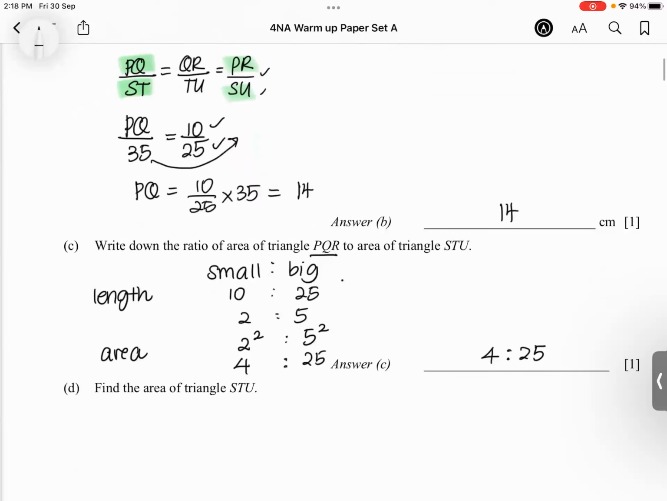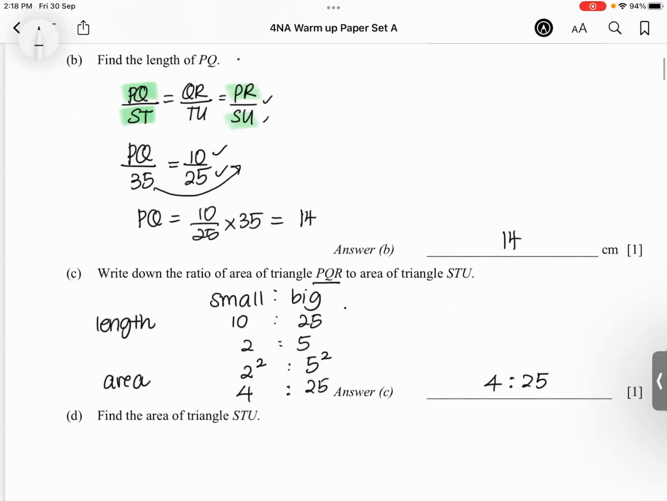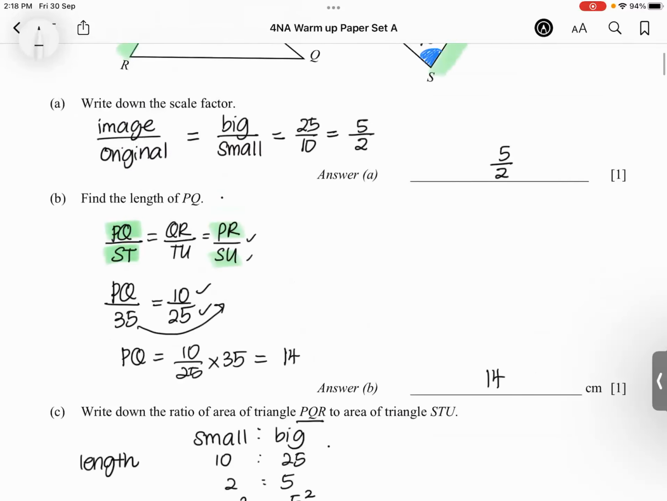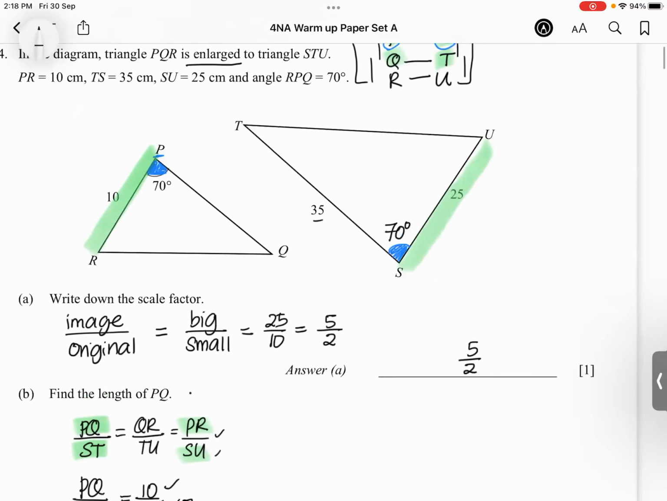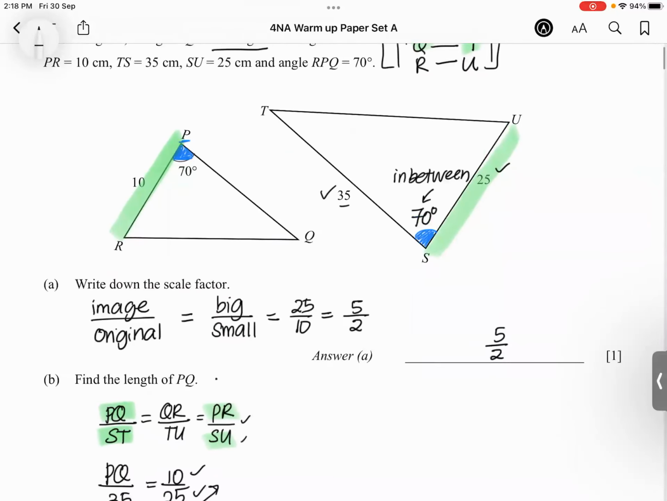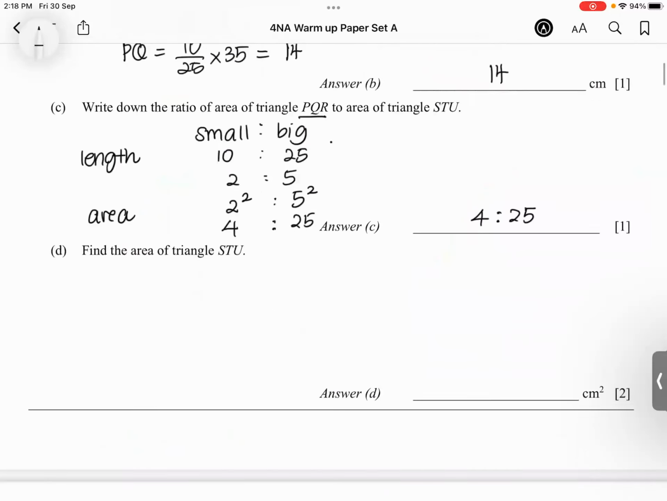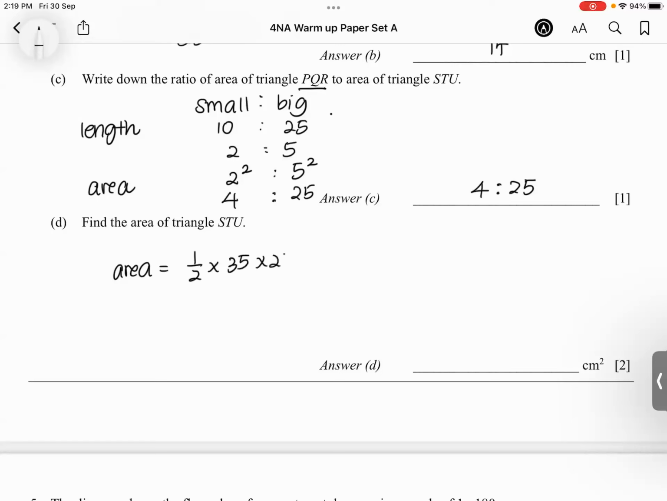Next question, find the area of triangle STU. Let us look at the questions. I have this side over here, this side over here. When I want to use area of triangle, half AB sine C, we must make sure the angle is in between the two sides. Cannot be any other angle. I must choose an angle that's in between the two sides. So area of the triangle will be half AB and then sine of the angle.